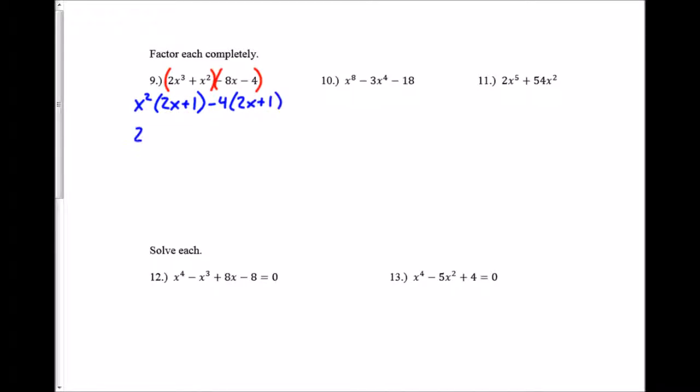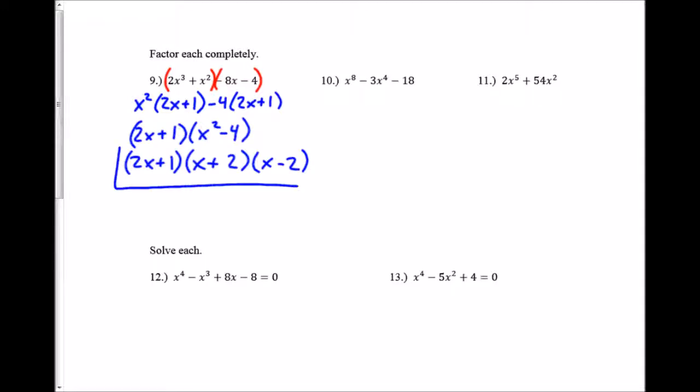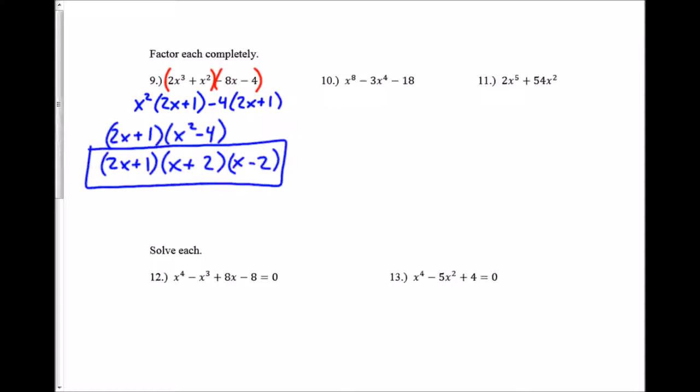So now my 2 factors are the 2x plus 1 and the x squared minus 4. But I want this to be factored completely, and an x squared minus 4 is actually a difference of squares, which factors into conjugates. One's a plus, one's a minus, so it's an x plus 2 and an x minus 2. And that's it. It's just asking me to factor. I'm not solving anything here. In fact, I can't solve because I don't have an equal sign. Scooting that over a little bit to give myself a little more space in the next one.